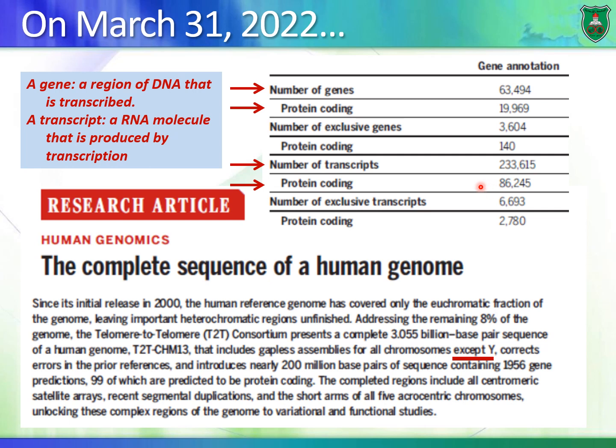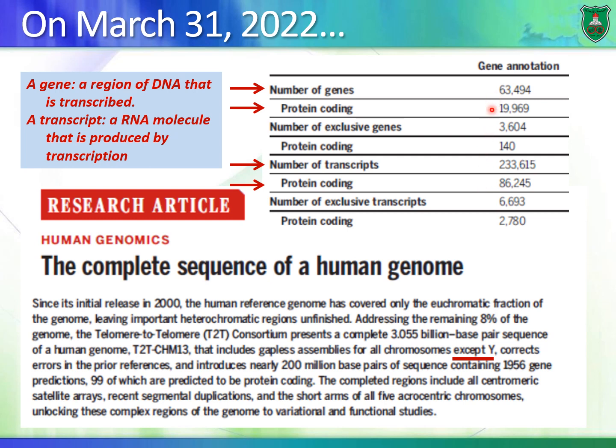So what's the difference between this number right here and this number right here? Well, right here we have about 19,000 genes that produce premature messenger RNA molecules. They get processed differently into 86,000 mature messenger RNA molecules. We'll talk about these later on. So we have these processed differently into 86,000 different messenger RNA molecules that produce different proteins.